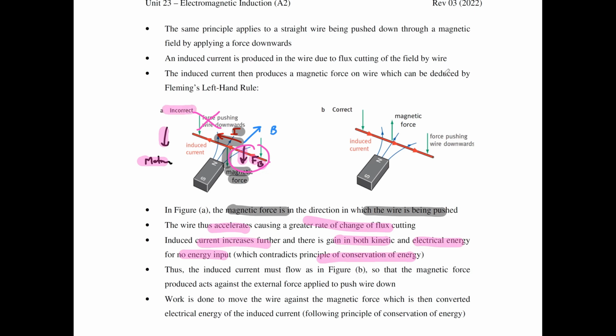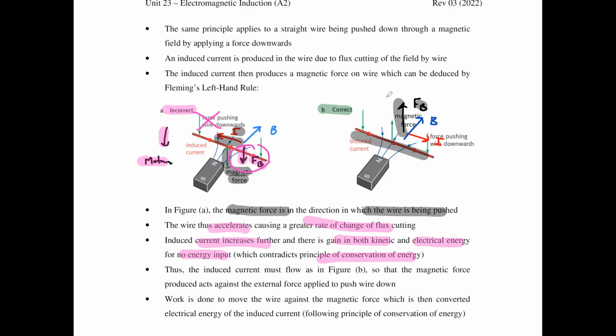The other correct direction would have been the second diagram here. So why is it correct in the first place? Same thing, you push the magnet down so that it cuts the magnetic flux of the magnet. If you say that your induced current is in this direction, and the direction of your magnetic field is in this direction, according to Fleming's left-hand rule, your magnetic force will be outwards. So let's consider this then. Your wire now has a magnetic force acting upwards here.